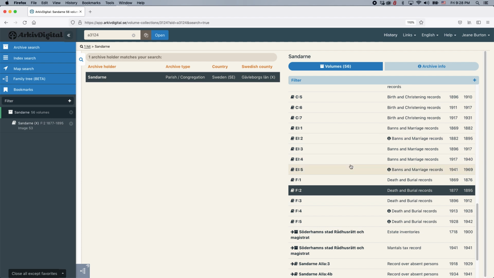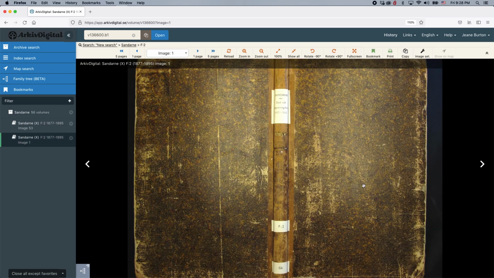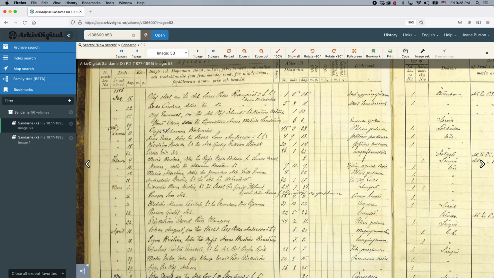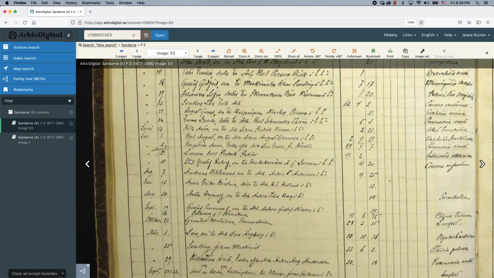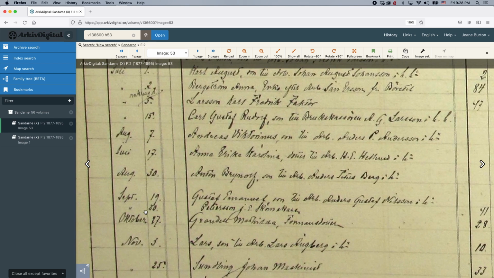Down here in Sandarna, we go to the archival code F. This is the year that he died. He died September 30th, 1887. So we can look in the death records, and we go to that right here. He died in September. Going down, September 30th, right here.